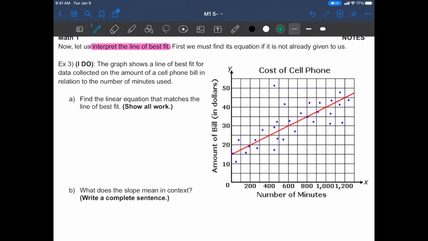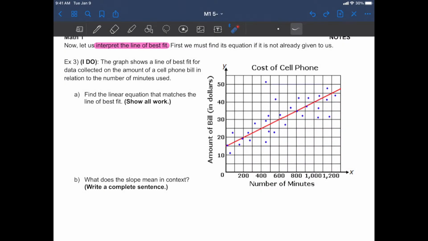All right, so here comes the core of this entire lesson. How do we use scatter plots and line of best fit to interpret information? So in order to do this, we must first find the equation of the line of best fit if it is not already given to us. Okay, so here's an example. It says the graph shows a line of best fit for data collected on the amount of a cell phone bill in relation to the number of minutes used. Part A, find the linear equation that matches the line of best fit. So the line of best fit is drawn in red here.